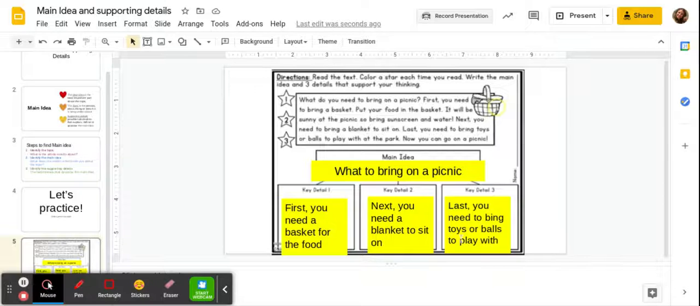Remember, these details are supporting this main idea. They're telling you what to bring on the picnic. They're specifically telling you that. So, great job completing this organizer with me. Now on the next slide, you are going to read a passage about Earth Day and complete your main idea and key details organizer. Good job, third grade.